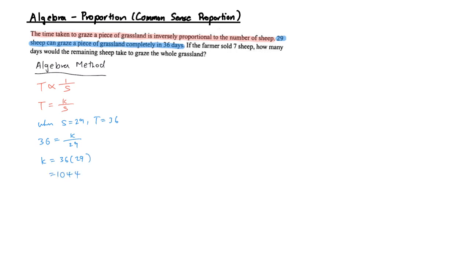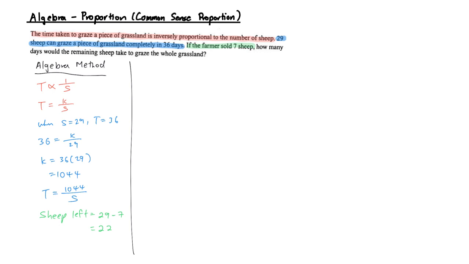Then you substitute back in the equation. So T equals 1044 over S. Now, they say that if the farmer sold 7 sheep, you can calculate the sheep left. Originally we have 29, now we sold 7, we have 22 left. Now, how many days would the remaining sheep take to graze the grassland?